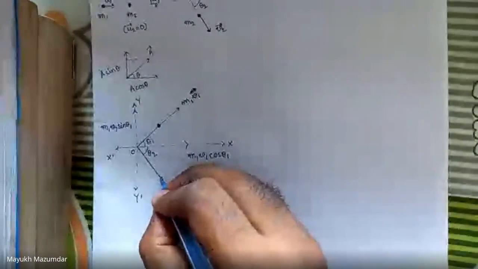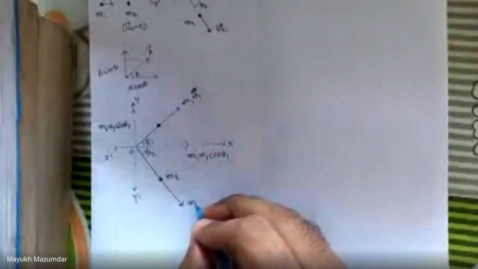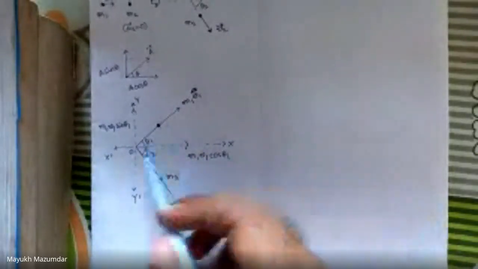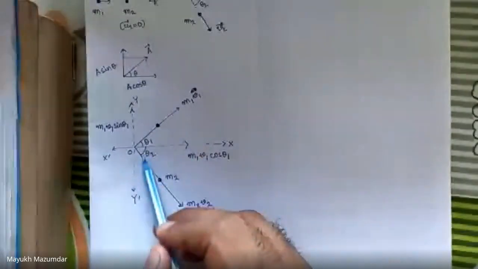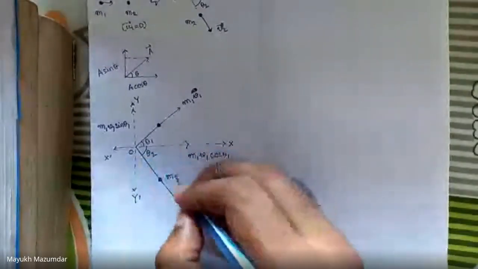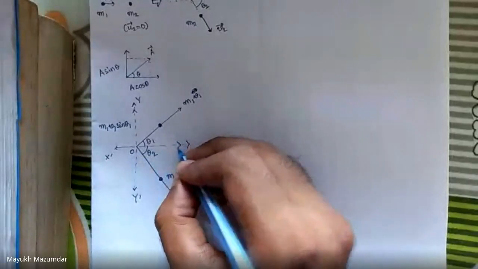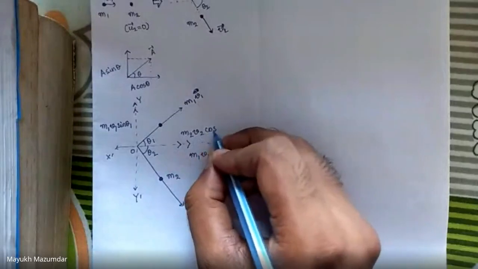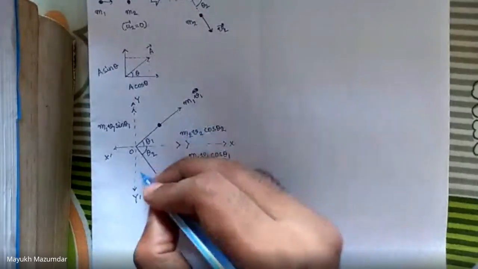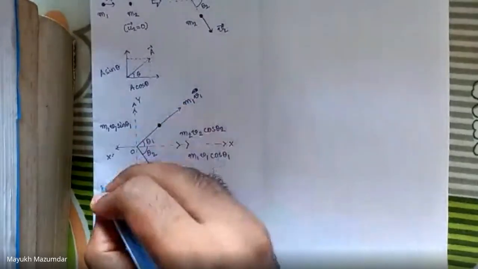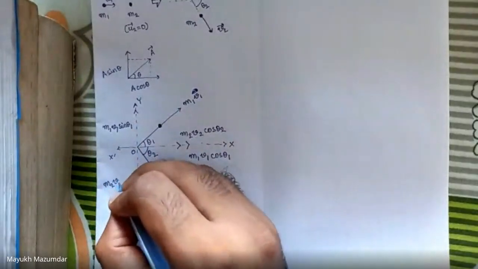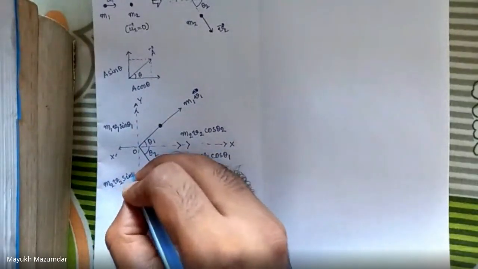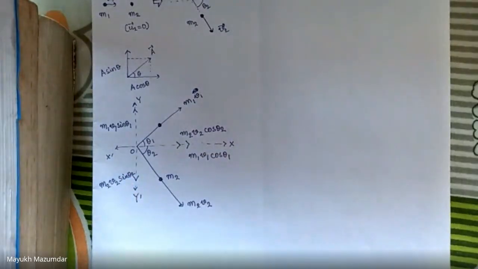Similarly, this is the direction of the momentum of the second particle, that is m2 v2. See, the angle theta 2 is made along the x-axis. So along this direction, we will have the cos component of this momentum, and along this direction we will have the sine component of the momentum. See if you got it or not.